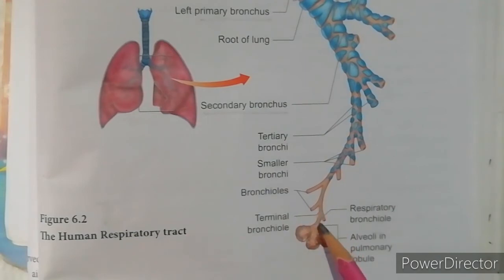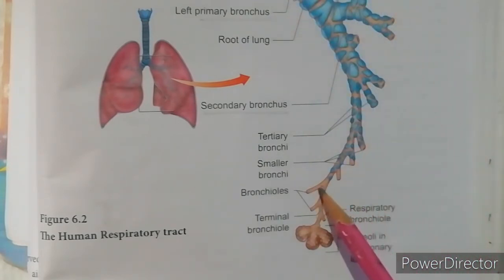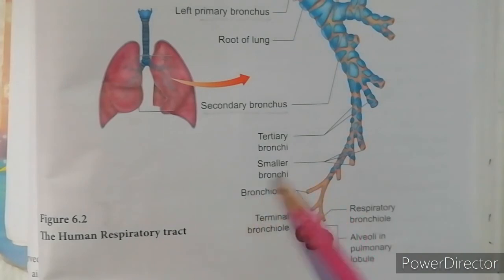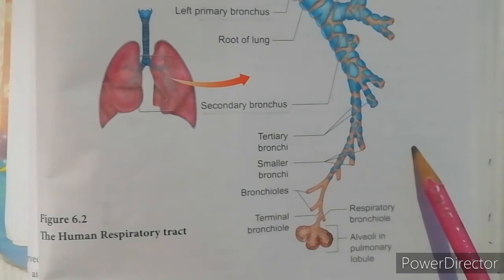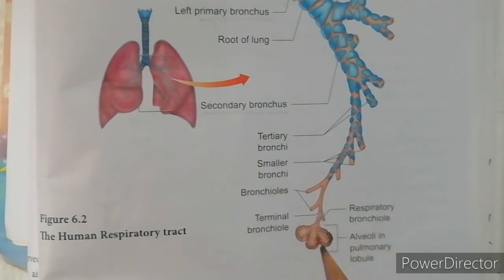Have you got? And finally, the respiratory bronchiole ends with the alveoli. From the trachea to the tertiary bronchi is the conducting area, because it is passing the air. But the terminal bronchiole and the respiratory bronchiole are the exchange area. Understand? Exchange area. Now let us talk about the alveoli again. Fine.